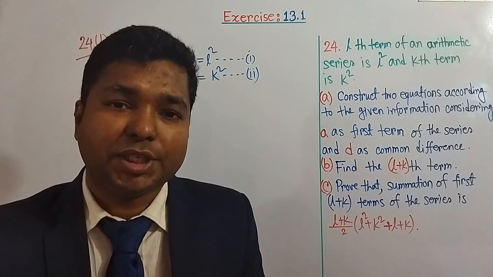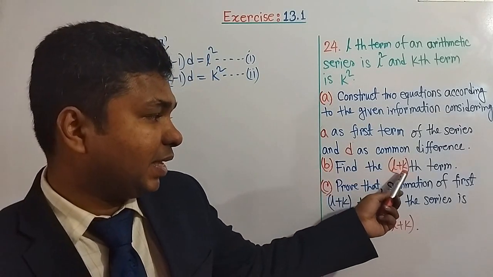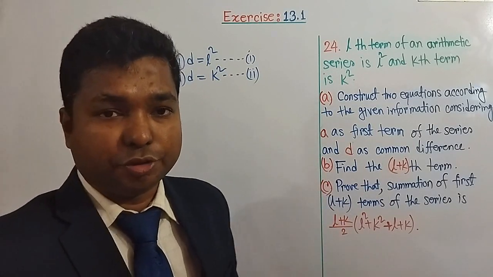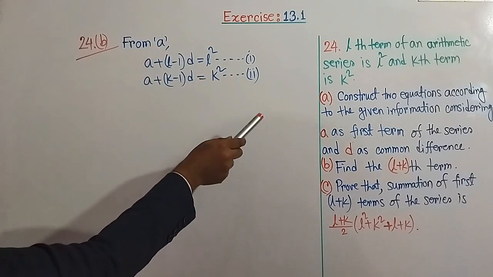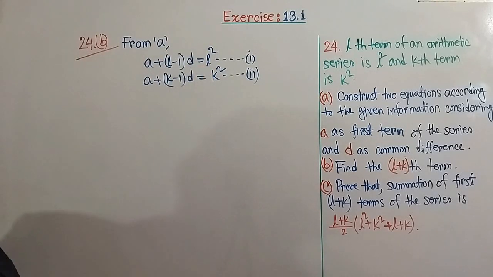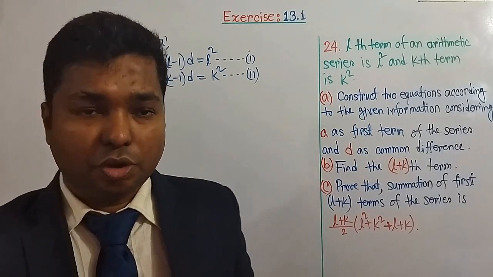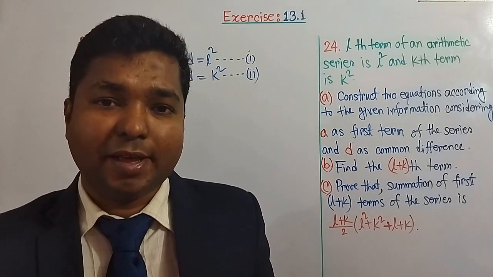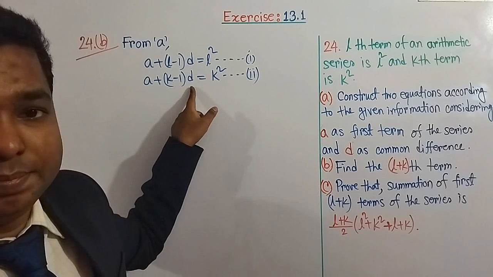Now we solve question number B. Here question B: find the (L + k)th term. From A we have two equations. So at first we write from A, the two equations are this one and this one, where a and d are two unknown variables. So for solving this problem, at first we have to find the values of these two unknown variables a and d.